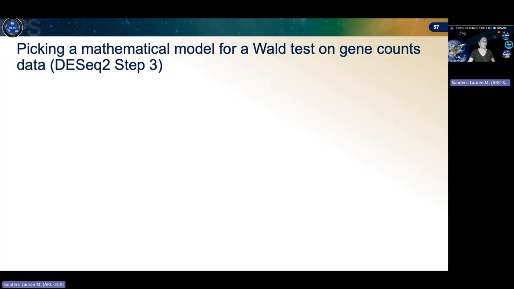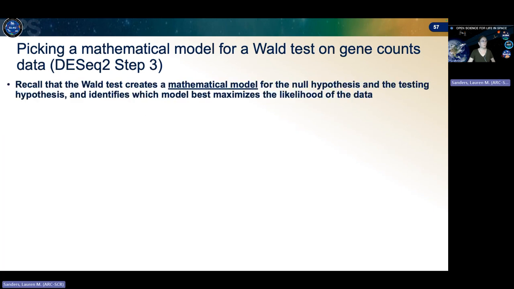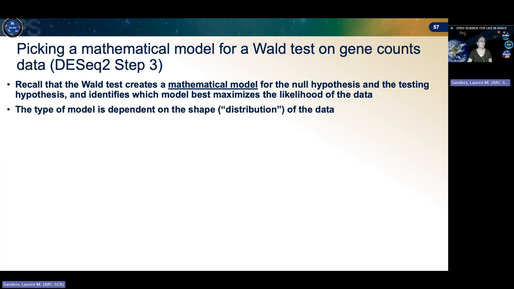And finally, DESeq2 step 3, we're using the Wald test to generate a mathematical model. Recall that the Wald test creates a mathematical model for the null hypothesis and the testing hypothesis and identifies which model best maximizes the likelihood of the data. The important thing to keep in mind here is that the type of model is dependent on the shape or the distribution of the data.